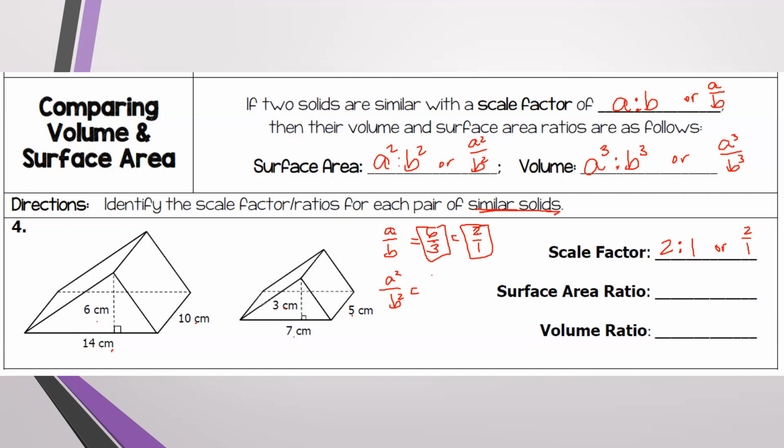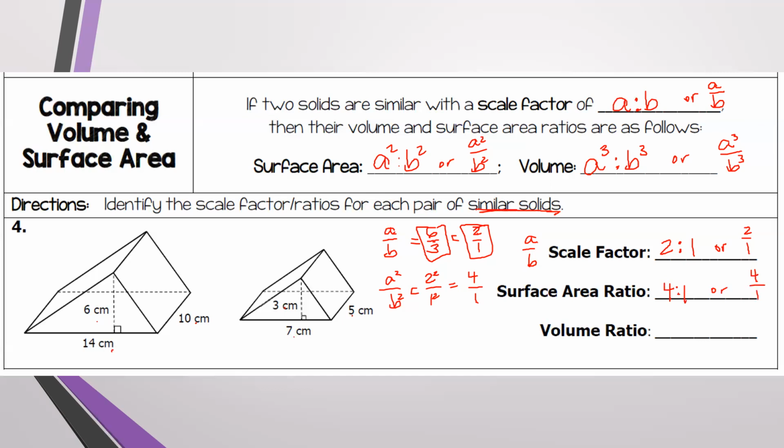So if our scale factor is 2/1, that's our A over B. A is 2, so A squared is 2 squared. B is 1, so B squared is 1 squared. Well, 2 squared is 4 and 1 squared is 1. So the surface area ratio is 4 to 1, or if you wanted to write it as a fraction, 4/1.